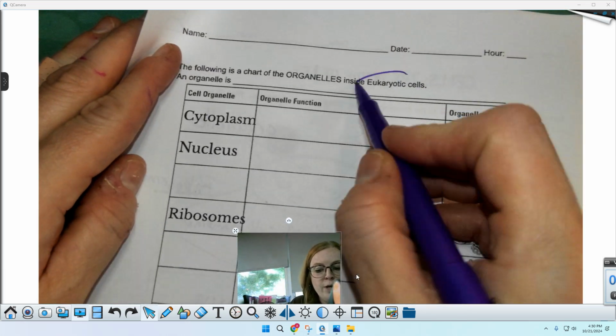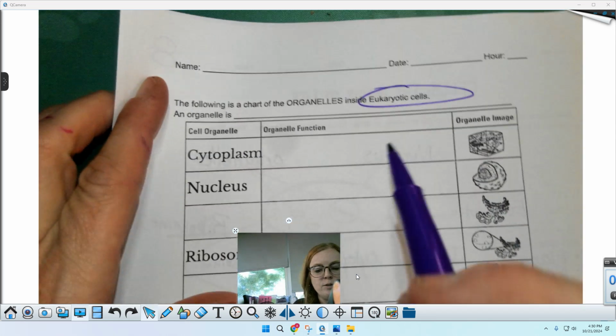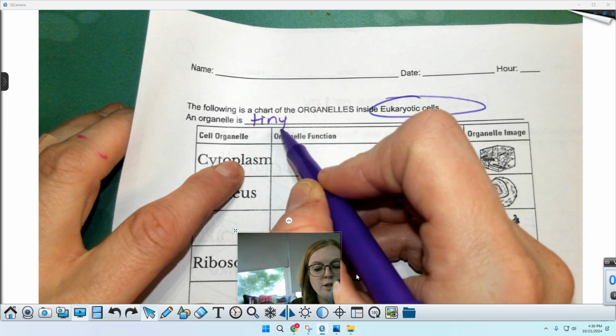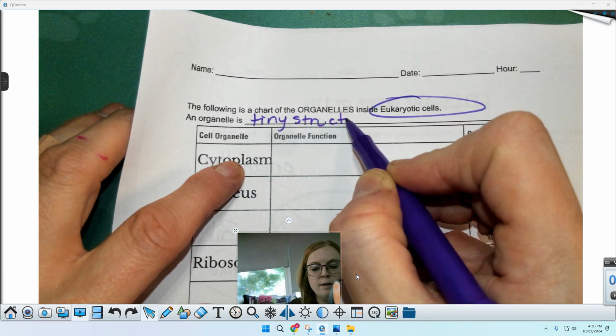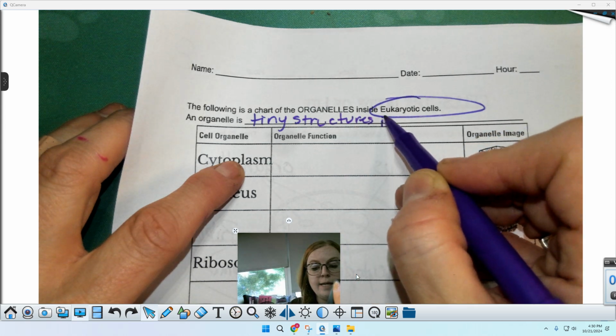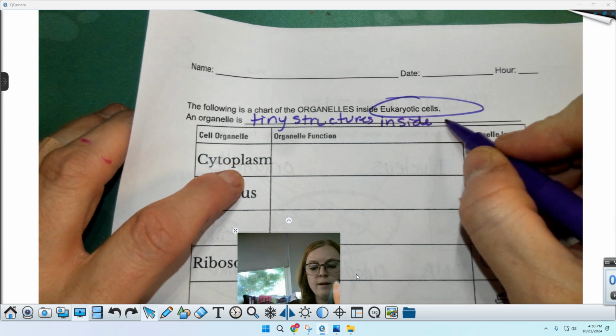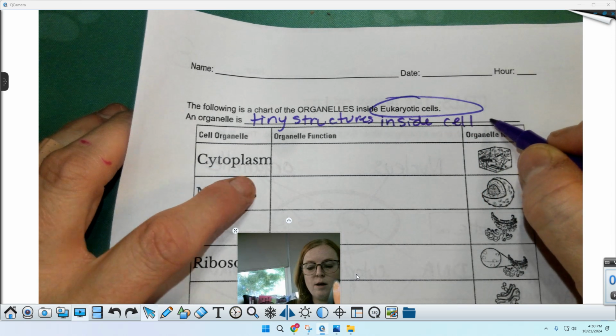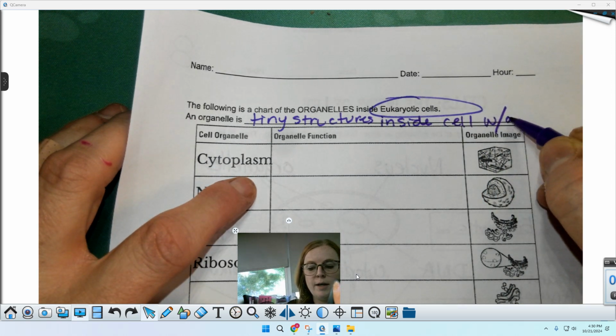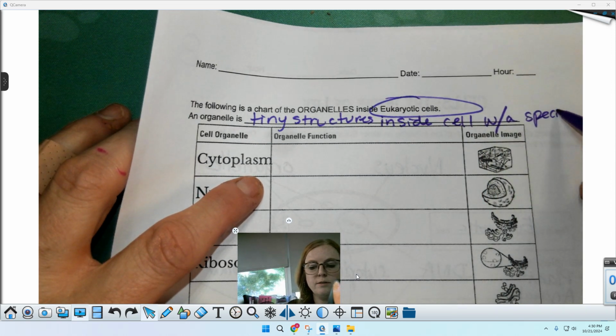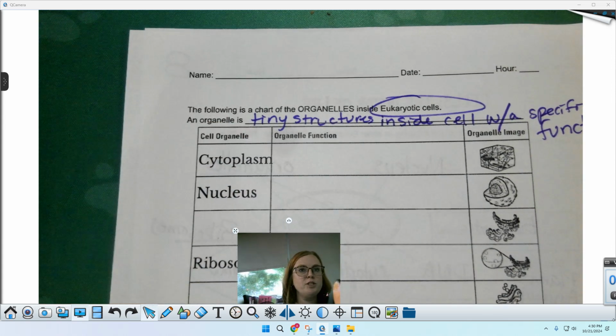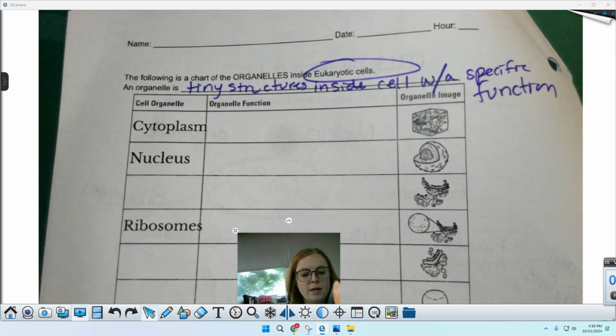Let's talk more about eukaryotic cells. They have organelles. Organelles are tiny structures inside the cell that have a specific function, which is fun. They have a specific job inside of the cell.